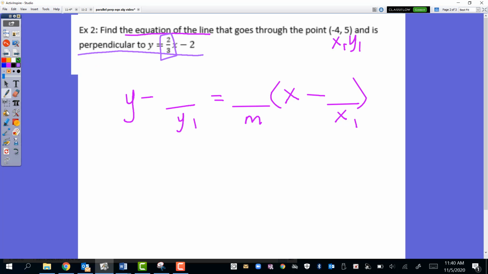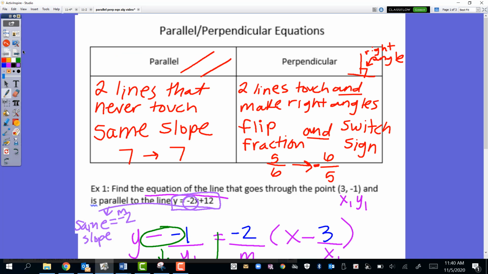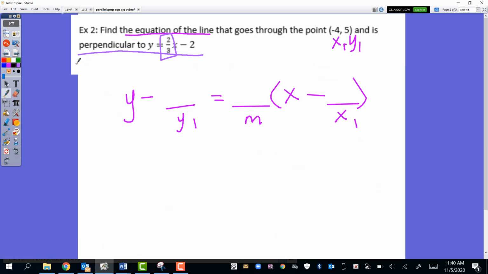Now perpendicular, if I look back at my notes up here, says I'm supposed to flip the fraction and switch the sign to be perpendicular. Okay. So we're going to flip and switch. That's what perpendicular means. So my slope right now is 2 over 3. So I need to flip that. So change the numbers, switch spots. So that's 3 over 2.